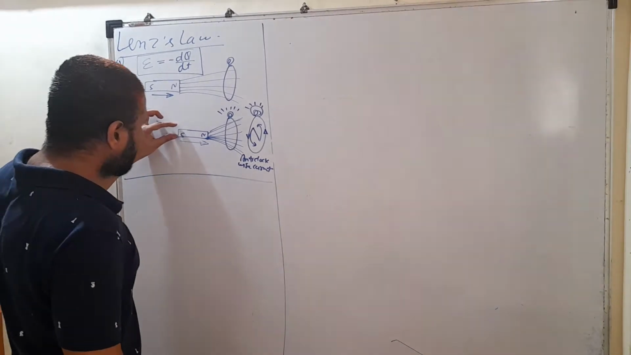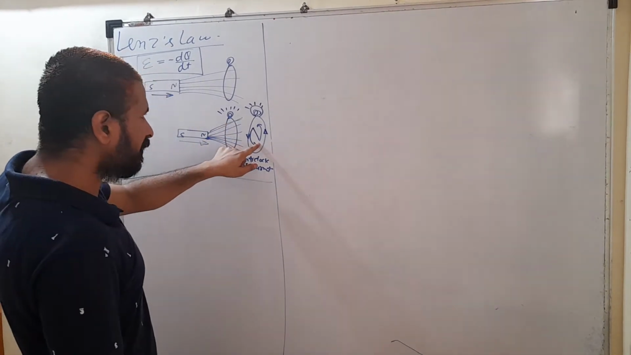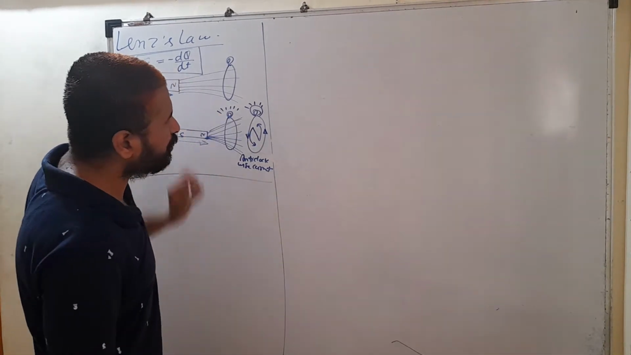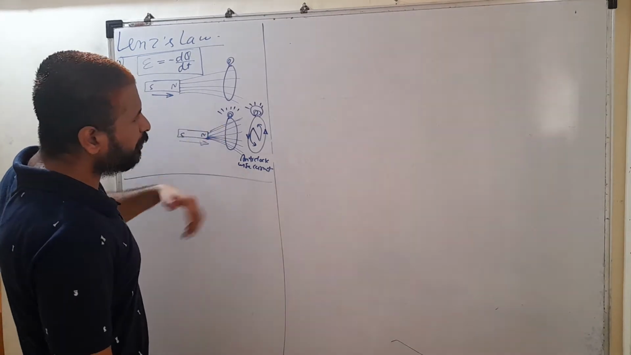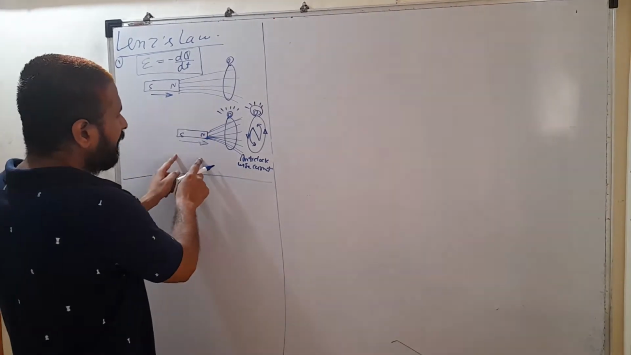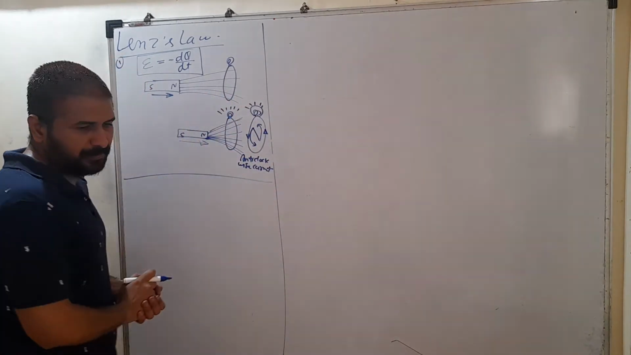So now if you are bringing this magnet closer to this loop, a north pole is developed here. So this magnet is opposed by this north pole. So you have to forcefully bring this magnet closer to the loop. When you are bringing it forcefully, you are performing mechanical work. It means there is a loss of mechanical energy. That loss of mechanical energy is converted into electricity.